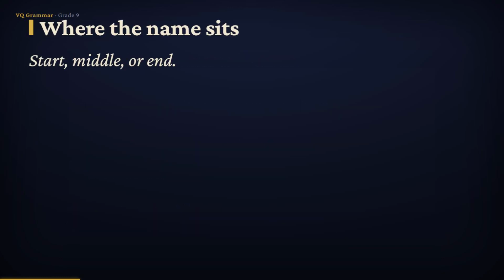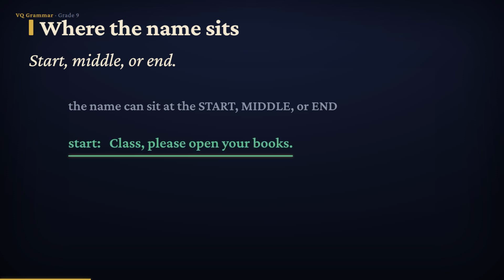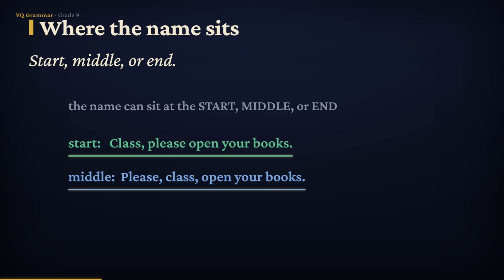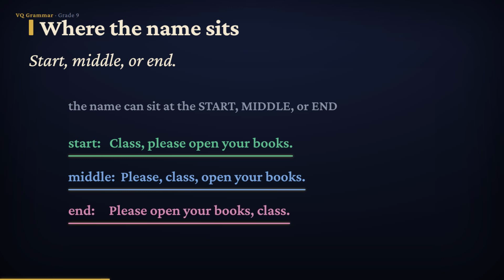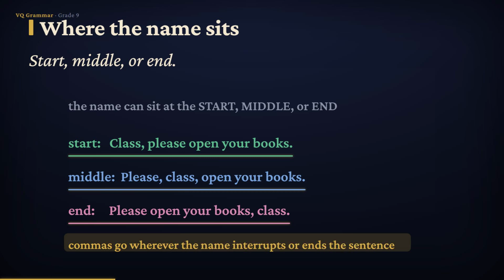A name in direct address can sit in 3 places, and the commas simply follow it. When the name comes first, put a comma right after it. Class, please open your books. When the name lands in the middle, it needs a comma on both sides. Please, class, open your books. And when the name comes last, put a comma right before it. Please open your books, class. So the pattern is easy to remember. The commas go wherever the name interrupts or ends the sentence.